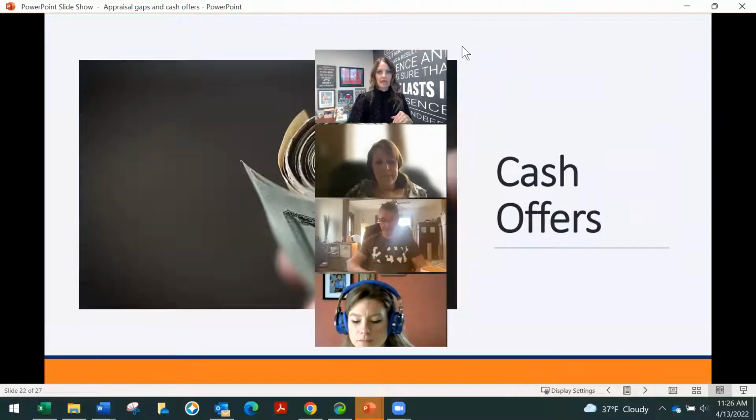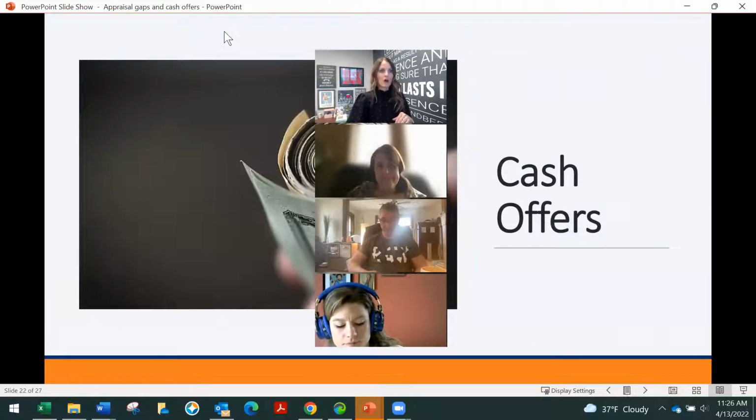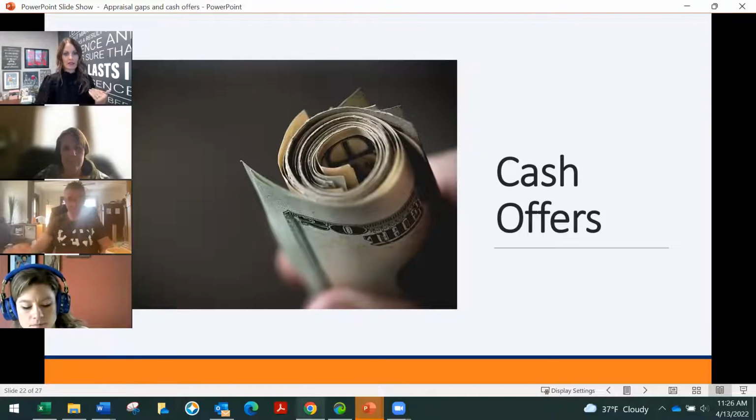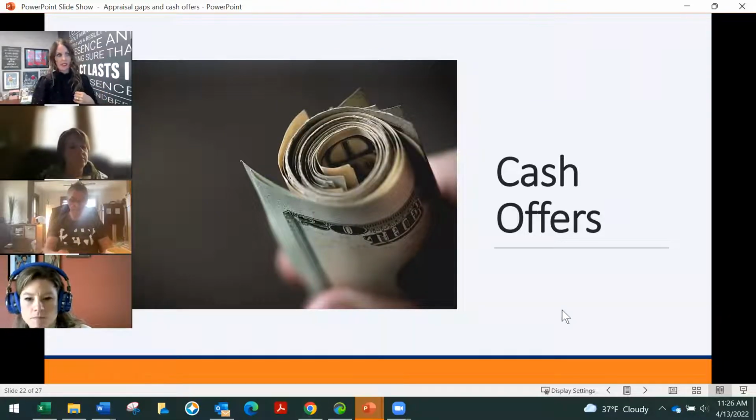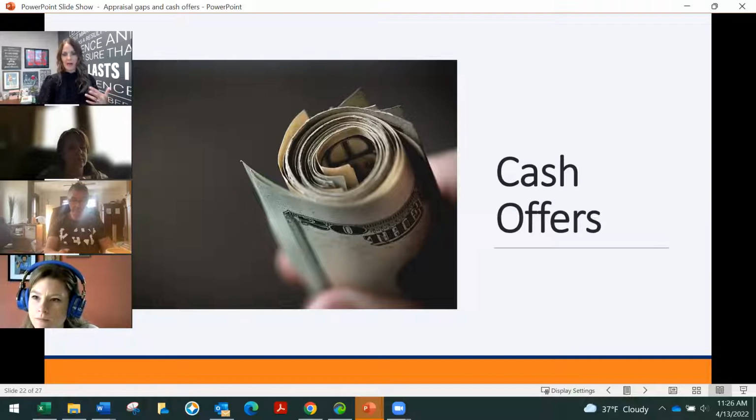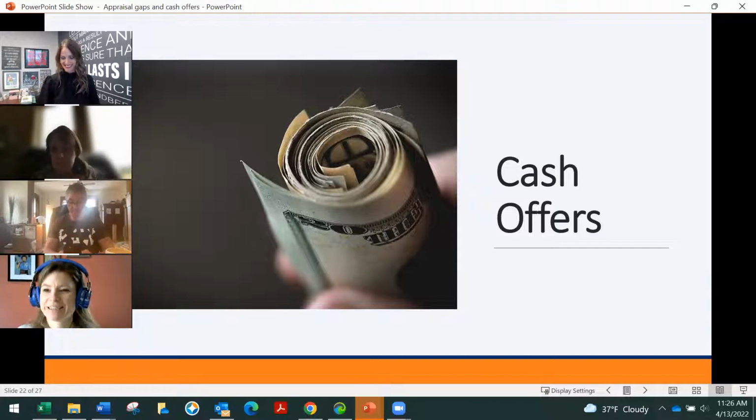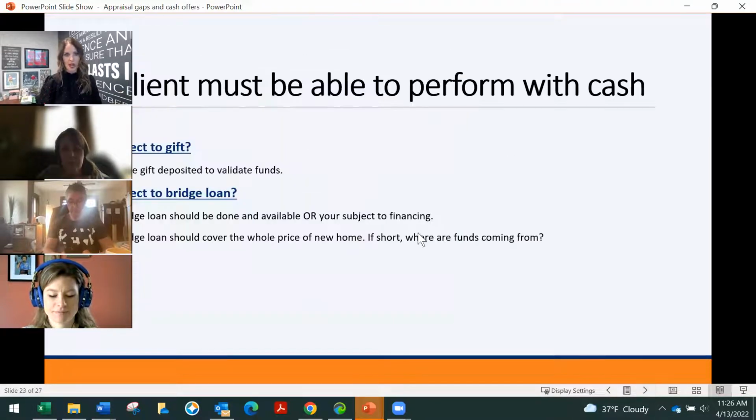Okay. Cash offers. So cash offers are becoming a big thing in the market. And the reason I brought this up is because sometimes clients come to us, they're like, hey, we want to do cash and then we want to do a mortgage right afterwards. And that cannot always be done. Okay. So here are a couple of rules surrounding cash offers.